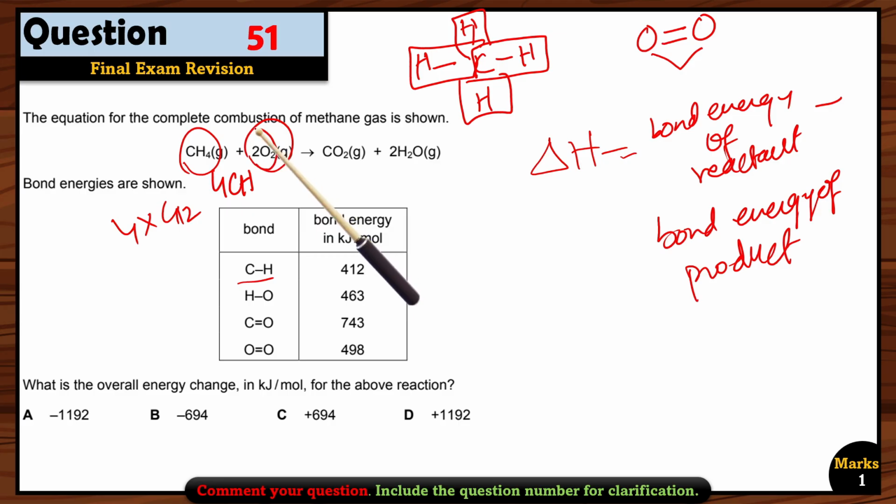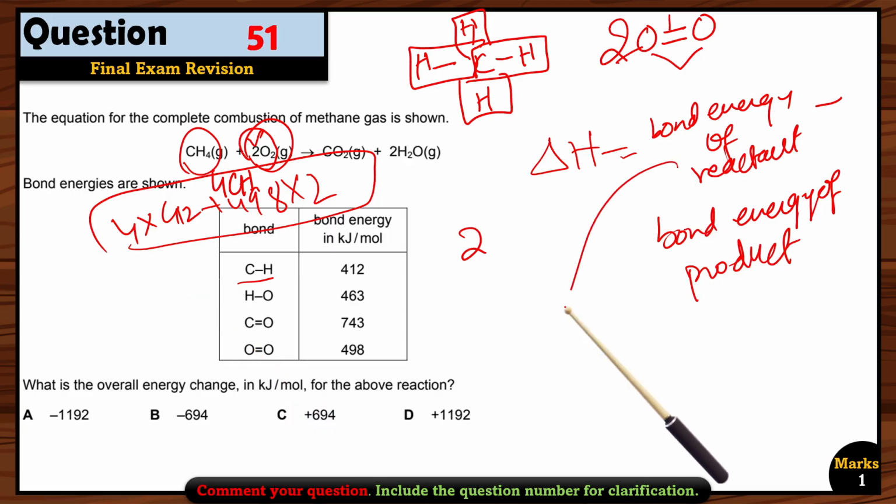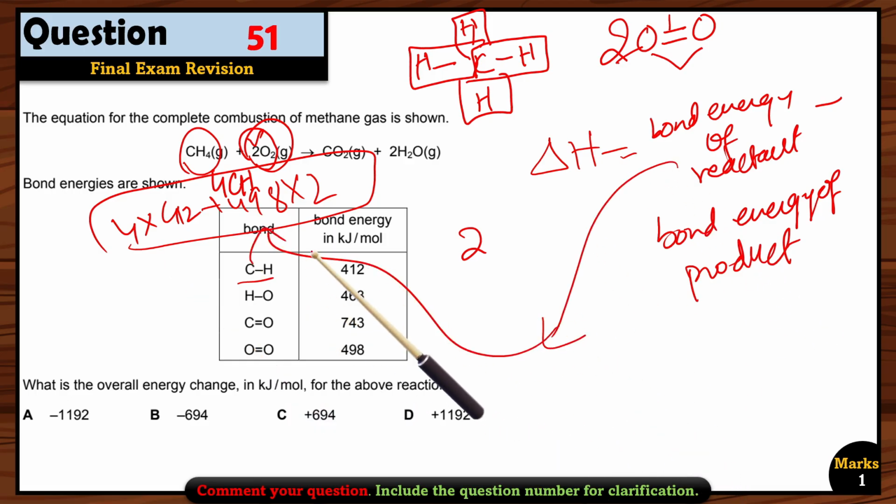And how many oxygen molecules do you have here? 2. So you have 1 double bond and this is 2. So total 2 oxygen double bonds, each is 498. Sometimes students miss this coefficient and make a lot of mistakes. Don't forget these coefficients. 498 into 2 will be the right answer. So when you calculate, this is the bond energy of the reactants, okay?